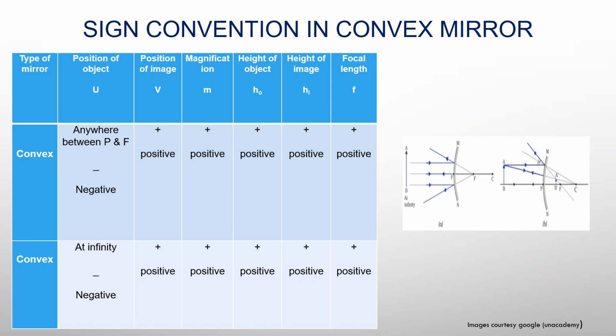So here anywhere between P and F, you know, whether it is the infinity case or any case, the image will be formed on the right hand side. So it will naturally be virtual, erect and diminished, highly diminished. So here everything will be positive.